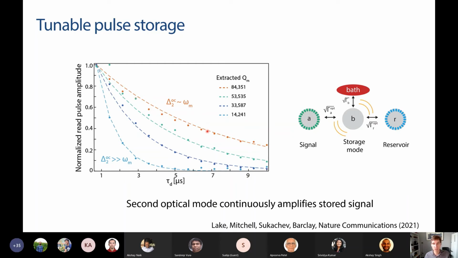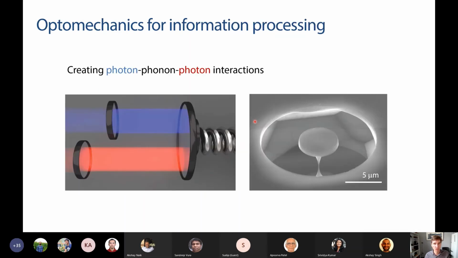I should mention that this, of course, comes at the cost that we're re-amplifying everything. So we're not only re-amplifying our signal, but we're also re-amplifying any noise that is present in our system. So this will be limited from a quantum perspective, but for creating a classical memory, this is quite impressive, we think, in that it allows us to store information for on the order of 10 microseconds.